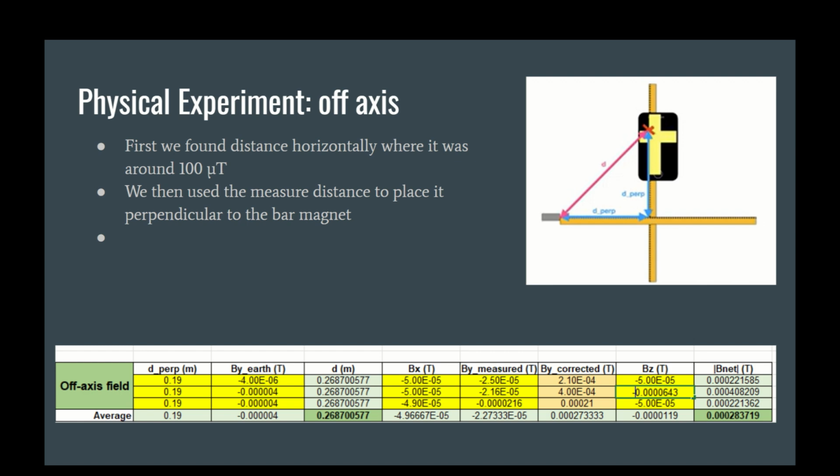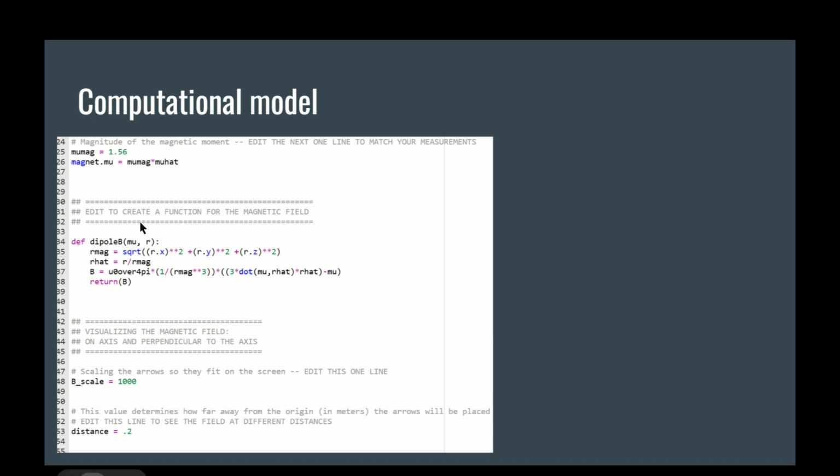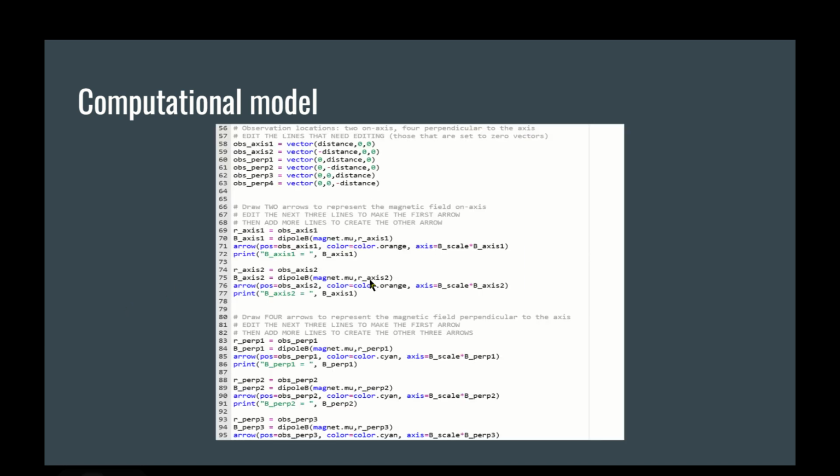Now our computation, you will find familiar, is what we calculated earlier. This dipole moment function is just the equation put into code. And then all of this code here, this part is just creating observation points. And then all of these numbers here, there should be a fourth one here. You'll see it on the computational model.